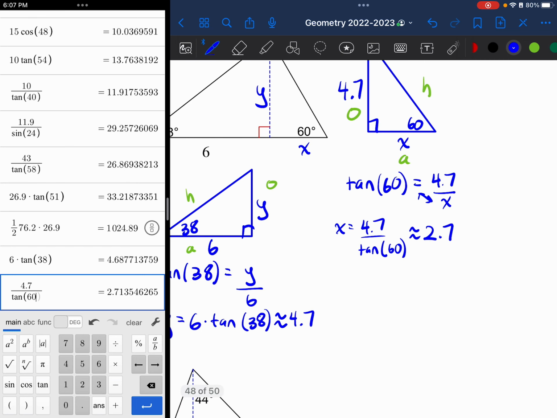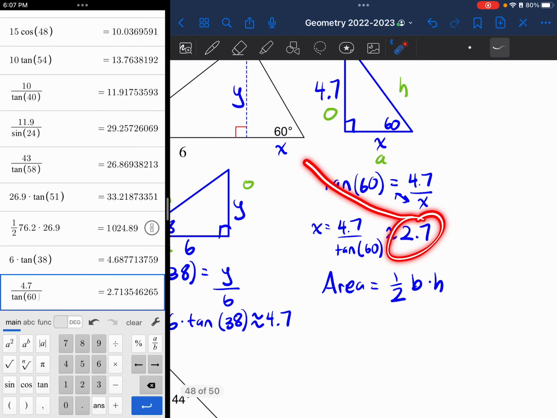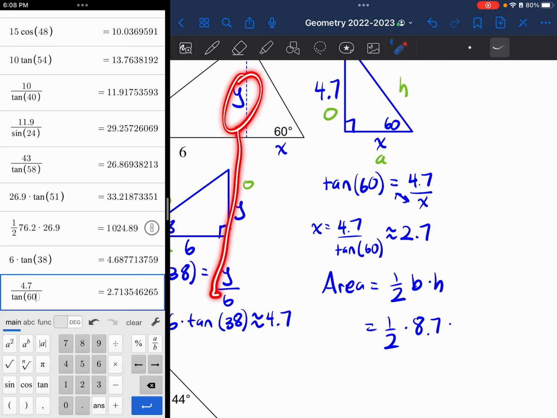So again, the area of a triangle is always going to be 1/2 of base times height. Well, the base is going to be 6 plus x, and we just got x is 2.7. So the base is 2.7 plus 6, or 8.7. So this is going to be equal to 1/2 of 8.7 times the height. The height is y. This is our height. And our height down here is 4.7. So times 4.7. Type this into the calculator.